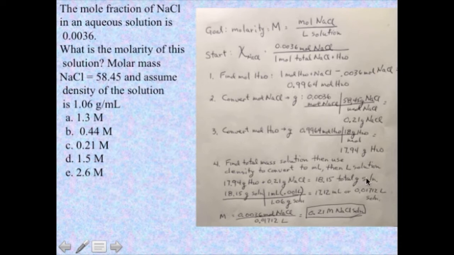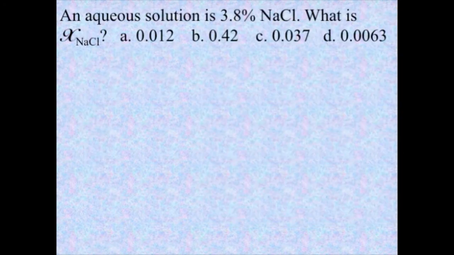the solution. And now we can use the density of the solution, 1.06 grams per milliliter, by inverting it. So we're dividing by 1.06 grams of solution in the denominator and 1 milliliter or 0.001 liters of solution in the numerator to give us our volume of the solution, 0.01712 liters. Now simply divide the moles of NaCl by the liters of solution and we end up with the molarity.